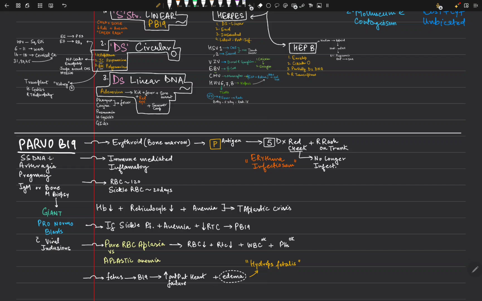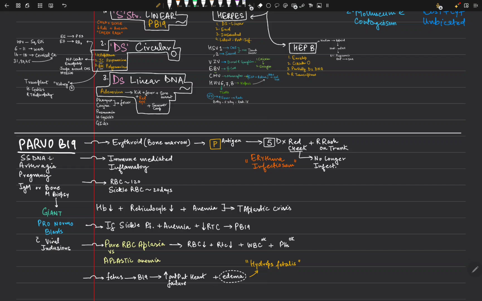We call it fifth disease because we have five things, right? Rash on the trunk is later, red cheek is before, and before that we have some sort of fever and some sort of myalgia. Okay, so slap cheek rash, fifth disease, reticular rash on the body, daycare workers, sickle cell, right? Edema, we call it hydrops fetalis, seen on the ultrasound, pure RBC, bone marrow, right?